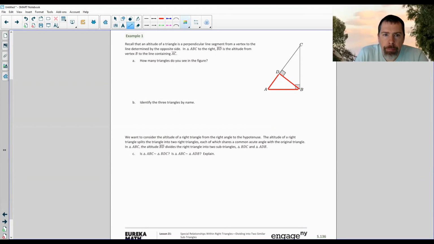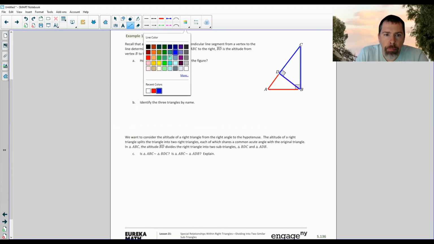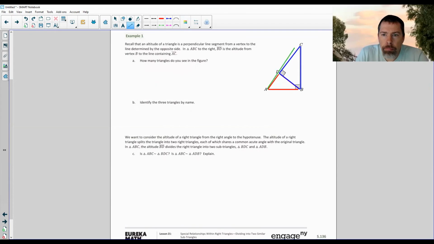There's one. There's two. And there's three. So I have the red one here, the blue one here. Move this over just a smidge. Clone, I just want to move it. Okay, and as you can see, the big green one. So there are three. How many triangles do you see in this figure? The answer is 3. And then they tell us the answer before. Identify the 3 triangles by name.